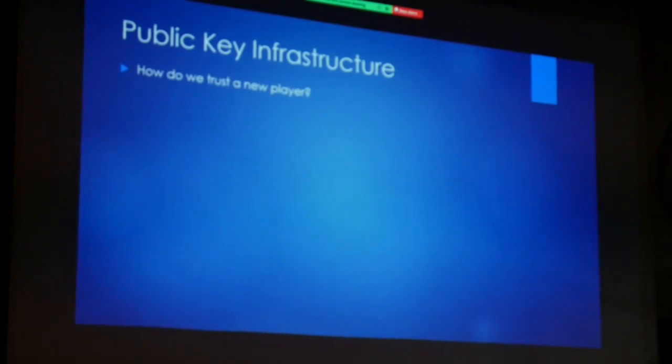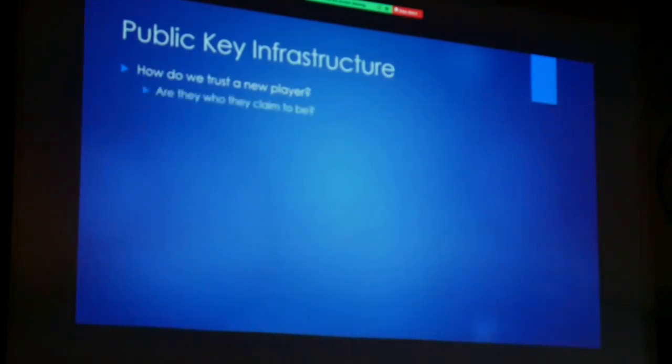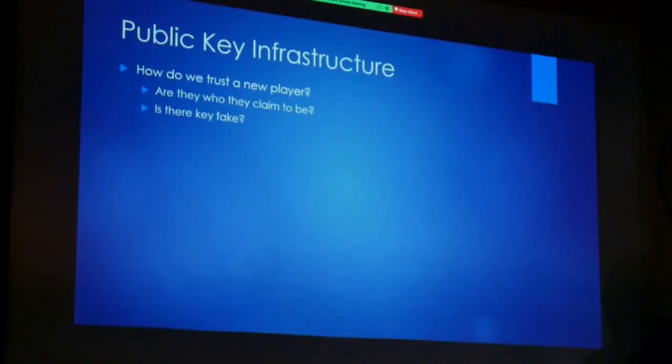A new person, I go to a new website, I've never been there before, it's a new bank. How do I know that it's the bank, right? Are the person I'm talking to, are they who they claim to be? This is called authentication. Are they actually who they say, or did I start talking to Alice and Bob and suddenly Eve has impersonated one of them? Is the key a bad key? Has it been compromised, faked? It doesn't encrypt anymore, or Eve already knows it. She somehow got it through rooting around your home or something like that.